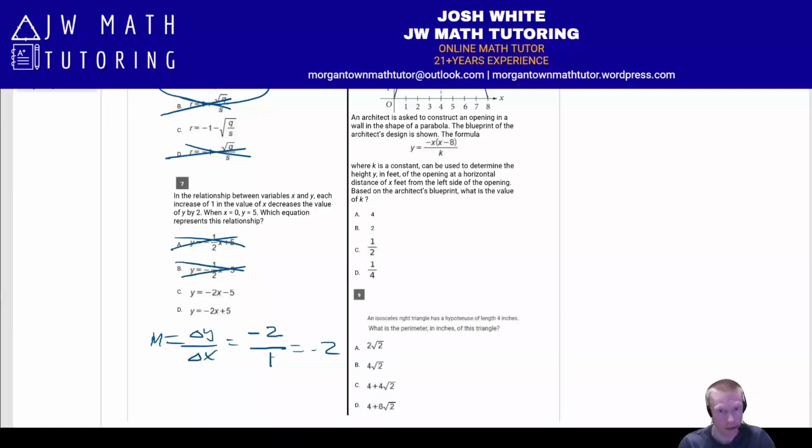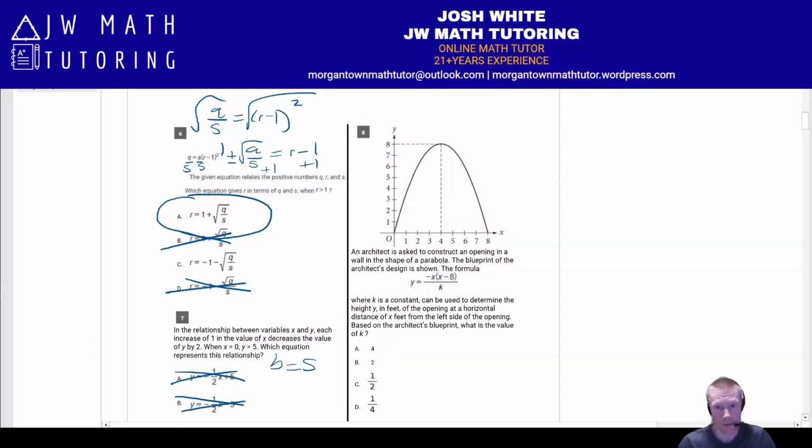So right off the bat, those are both gone, and we're now down to C and D. And they also tell us when x is 0, y is 5. Well, that just means that b, the y-intercept, is 5, specifically positive 5. Therefore, the correct answer is going to be letter D. All right, and nothing more that we need to do.